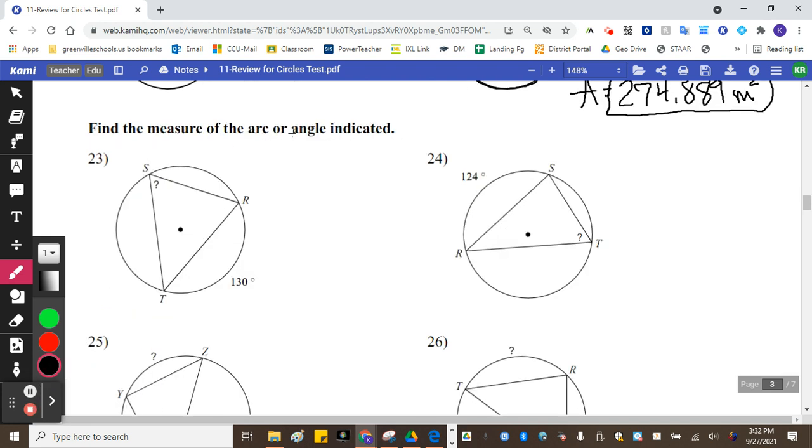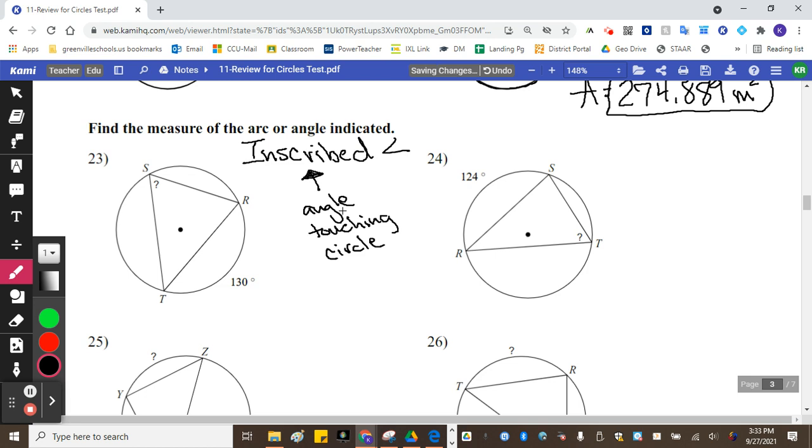Find the measure of the arc or indicated angle. So now we're on something called inscribed angles. Anybody know what inscribed means? That means it's on the circle. Your angle is touching your circle. The other angles we were working with were central angles, where your angle is touching the center of your circle. Here, inscribed, the angle is touching the circle itself.